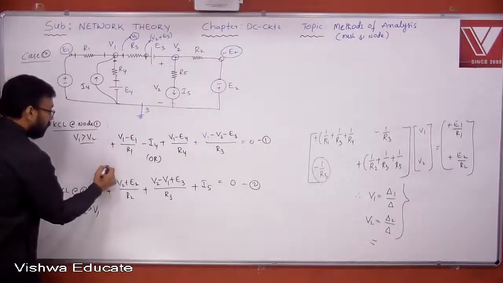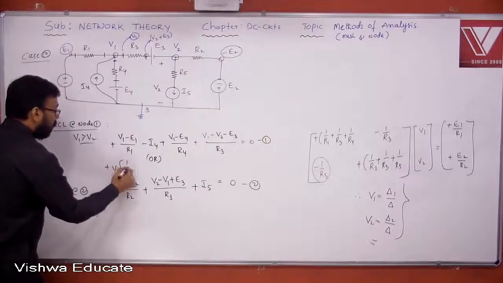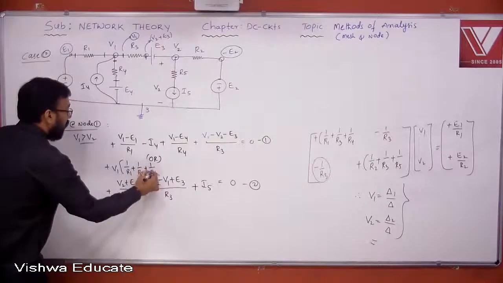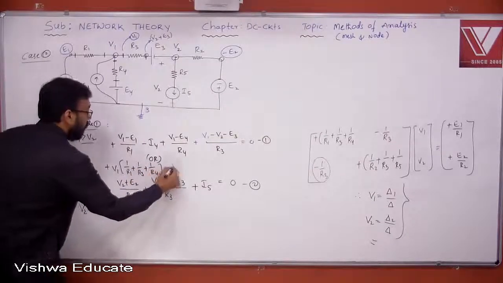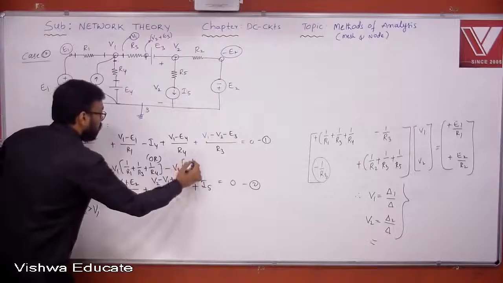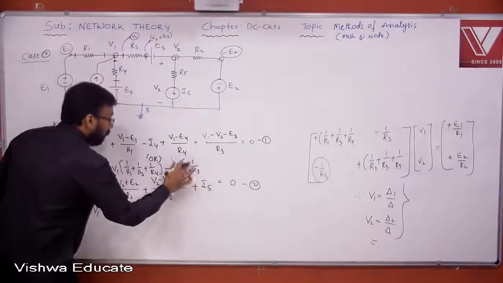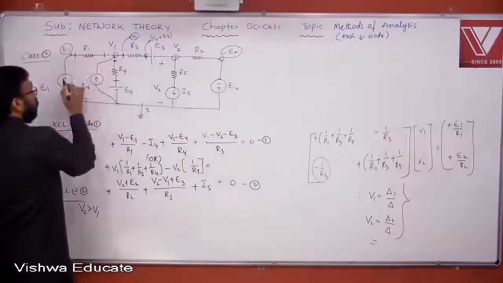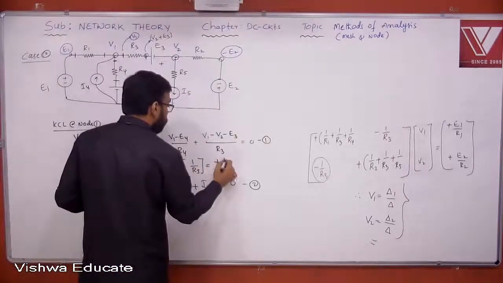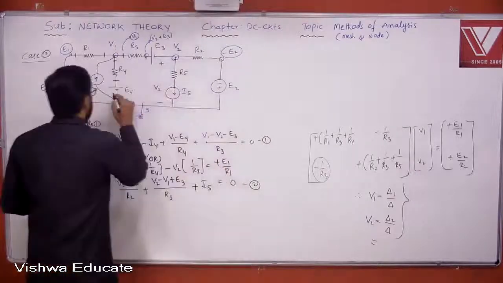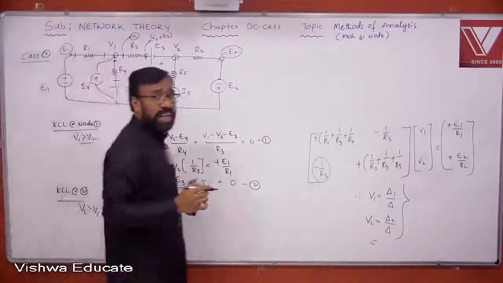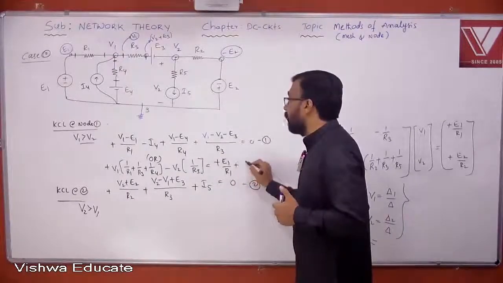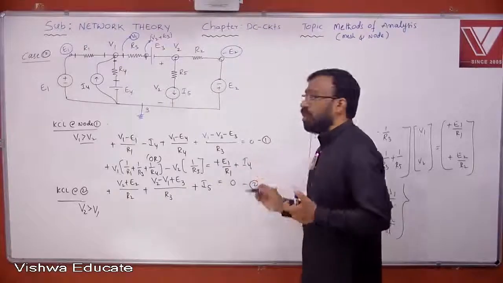Plus V1 of 1 by R1, 1 by R3, 1 by R4. Yes or no? Minus V2 times 1 by R3 is equal to, look at this, touching positive first, plus E1 by R1. The current is entering. Actually, entering current is negative, but if you send it outside, you get positive. You have to remember it. Inspection means you have to remember.